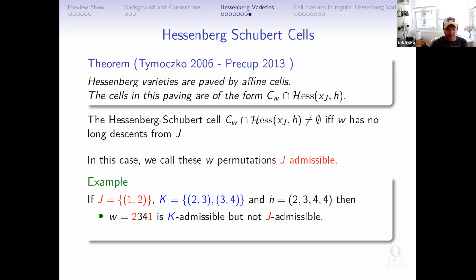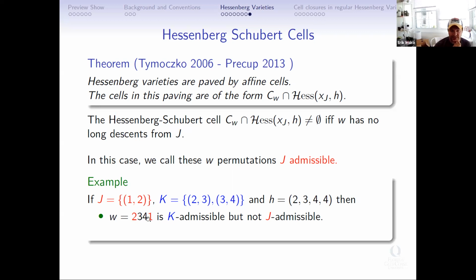Okay, and so let's see here. It says that the Hessenberg-Schubert cell is going to be non-empty. So this is asking, when is the cell non-empty? It's non-empty exactly when w has no long descents coming from our set J. Okay, in that case, we call it J-admissible. So remember that we looked at the permutation, and we looked at our set J, and we asked if 2 is to the left of 1, is it adjacent to 1? And if not, then it's not admissible. So this permutation w, 2341, is not J-admissible, but it is K-admissible. The reason it's K-admissible is because K is (2,3), (3,4), and 2 appears to the left of 3, and 3 appears to the left of 4, so that's fine.